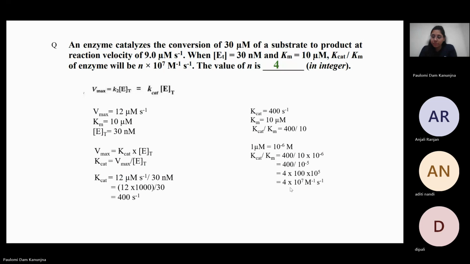Any doubt? Okay. So you need to remember, this was straightforward, only that you need to remember how you put Kcat, which is equal to K2.